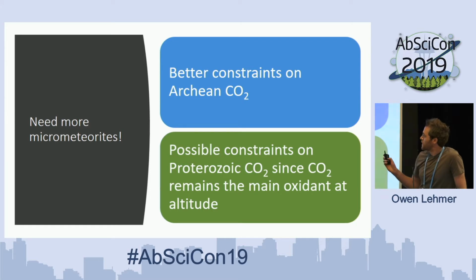So from this model, right, we see that we could potentially get much better constraints on Archaean CO2 if we go out and collect more micrometeorites. And in addition, this same technique could actually be applied potentially for the Proterozoic, where CO2 may remain the main oxidant at altitude, and so these micrometeorite oxidations could still be sensitive to total CO2 concentration in the atmosphere and be able to provide insight there. But for all this to work, we need more micrometeorites, so we need people to go collect them and measure them to put into this model.